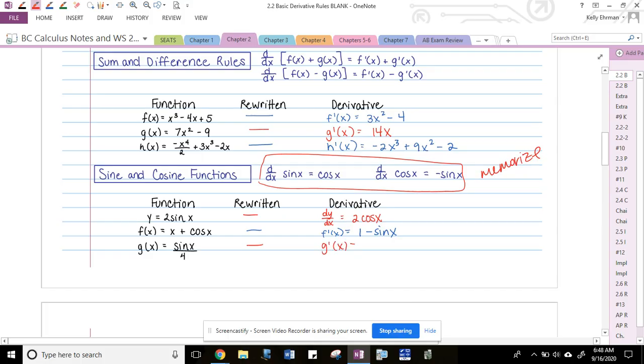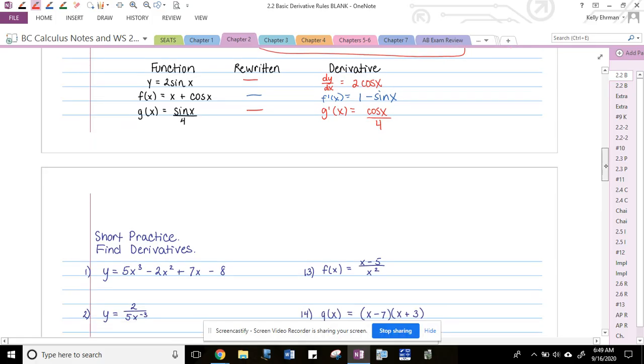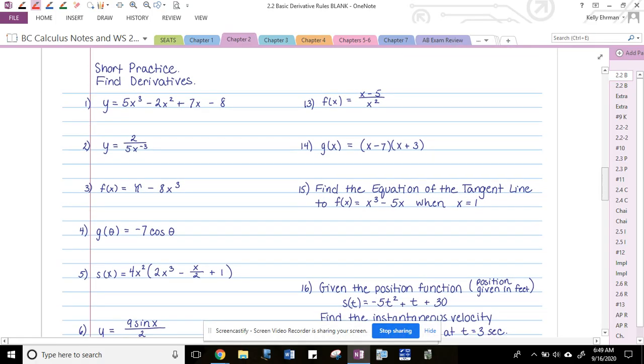So g prime of x is equal to... the 1/4 is along for the ride. Derivative of sine is cosine, so it should just be cosine x over 4. Pretty simple as long as you have those memorized. So here's some practice. If you want to pause your screen and then go through and check my answers, you can. I am going to talk through them though.